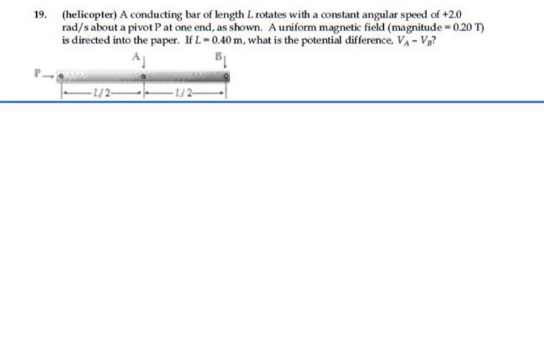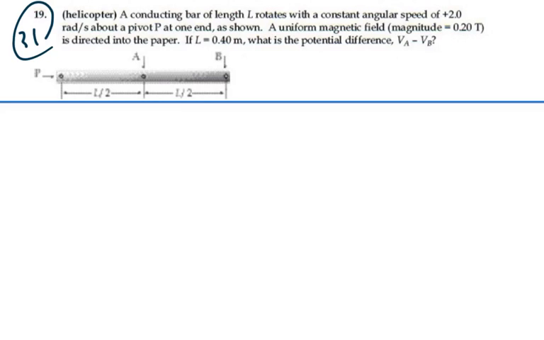Here's problem 3119. A conducting bar of length L rotates with a constant angular speed of +2 radians per second about a pivot P at one end. A uniform magnetic field of magnitude 0.2 Tesla is directed into the paper. If L is 0.4 meters, what is the potential difference VA minus VB?